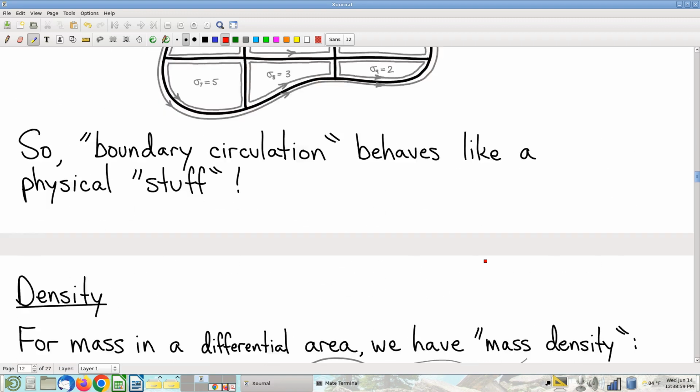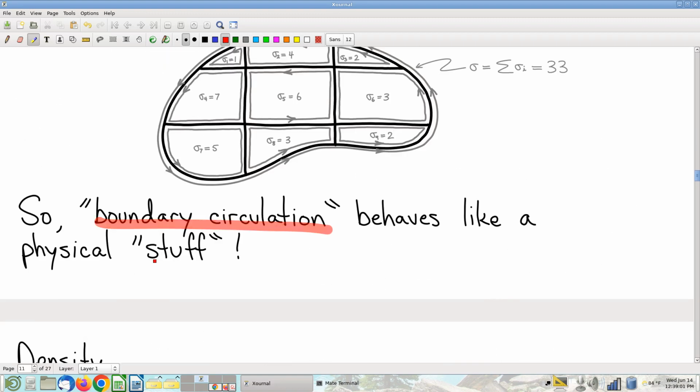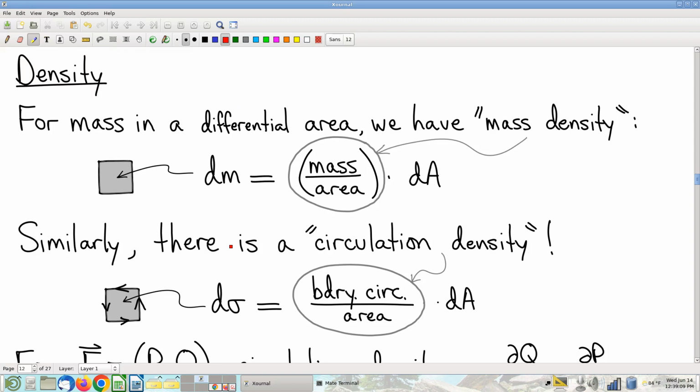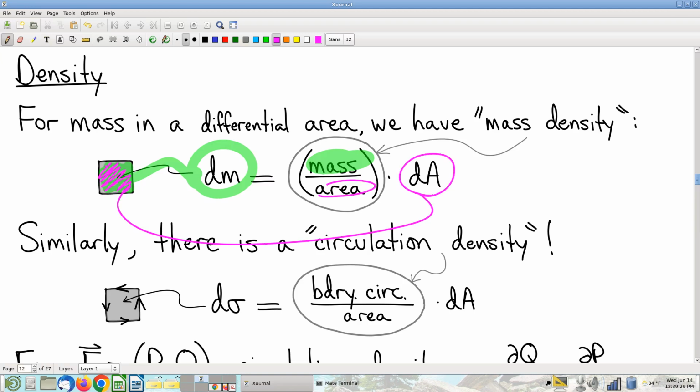So if we've got a stuff, and again, I know it sounds weird, but boundary circulation is a kind of stuff. We're thinking of it as a stuff. Well, then we can talk about stuff per unit size. Now, just as a quick reminder, when we're talking about mass density, in a given region, we can talk about how much mass there is in that region, and taking that mass and dividing by the area.